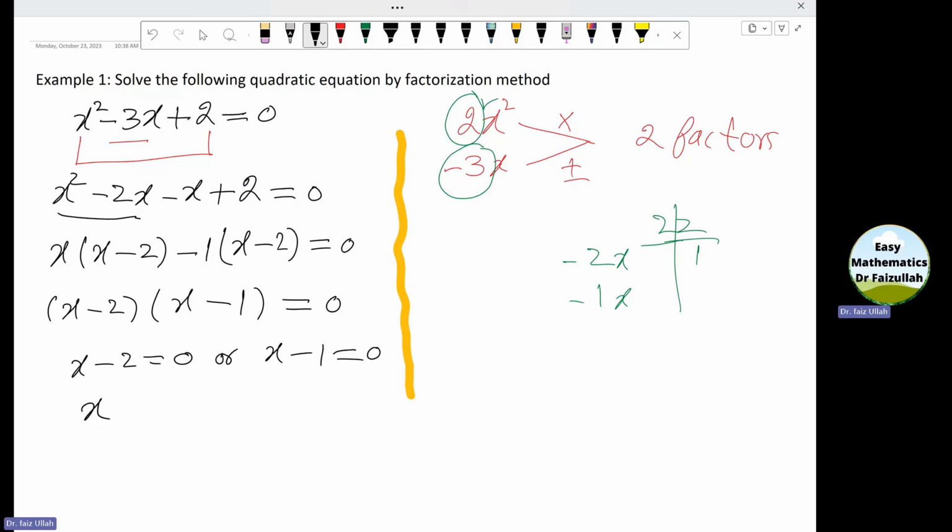From the first one, we have x is equal to 2, which is the required solution. And from the last one, we get x is equal to 1, which is another solution. So we have two values, x is equal to 1 and x is equal to 2. That's all.